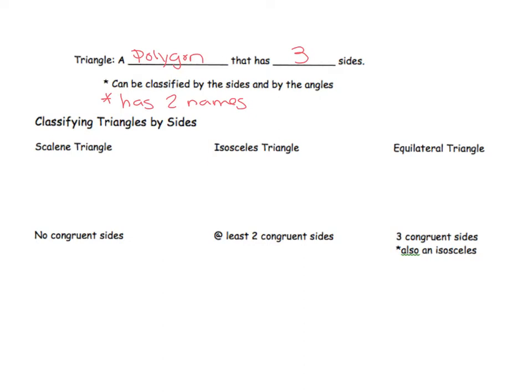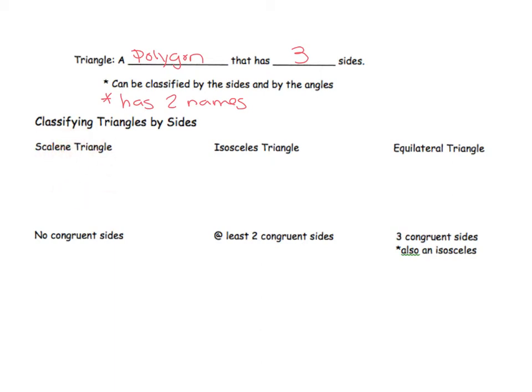All right, so a triangle is a polygon that has, yes, you guessed it, three sides. It can be classified by its sides and by its angles. So it basically has two names. So think of it as first name, last name. Wait, sorry. First name, middle name, because its last name is triangle. Okay, so let's classify triangles by sides.